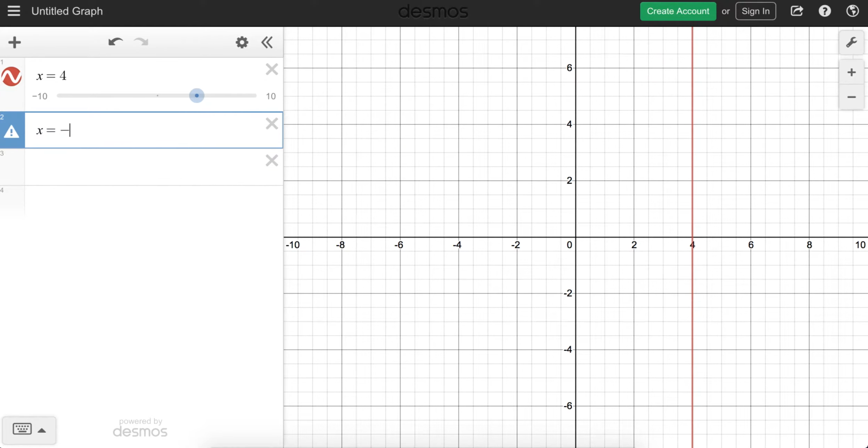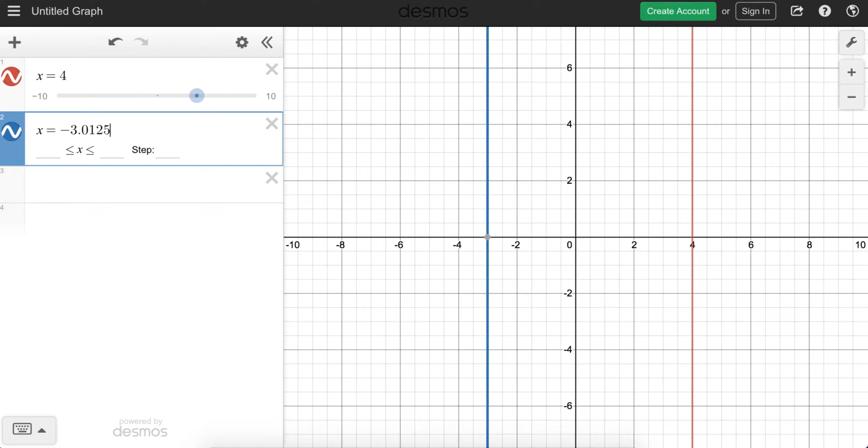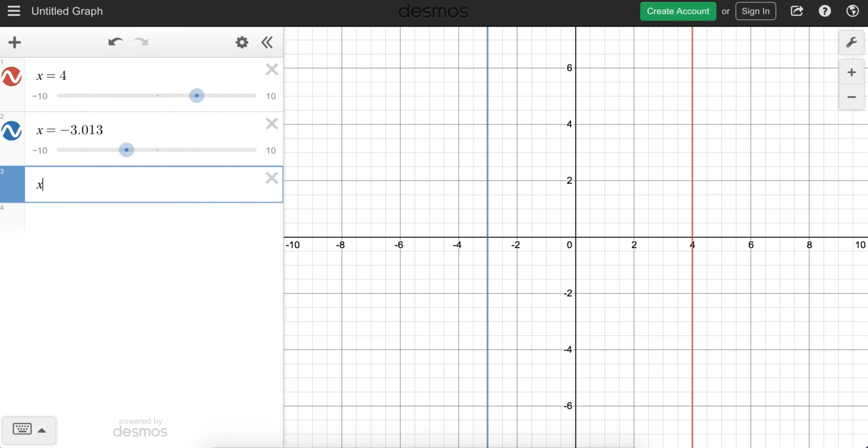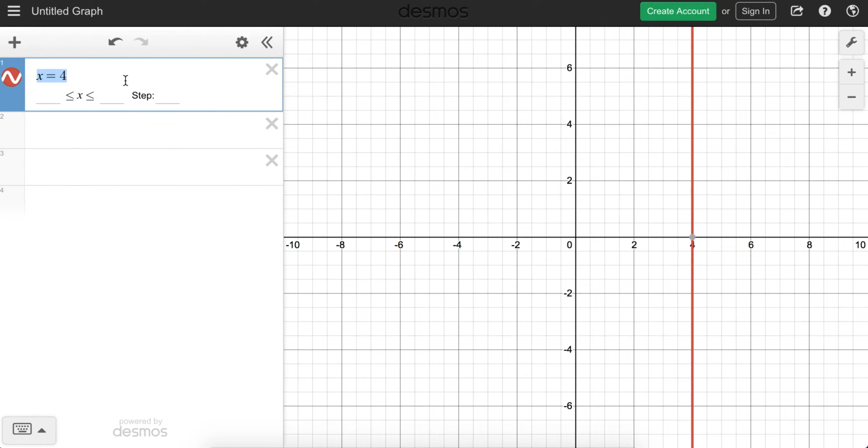Let's say x equals negative 3.0125, right? Here, I'll change that since it rounded. X equals negative 3.013. Every point on this vertical line is 3.013 to the left of the origin. And if we graph the line x equals 0, it's going to actually graph the y-axis, because when x is 0, we're not moving to the left or right at all, we're just going straight up and down, and that graphs the y-axis. So that's what happens if you have equations that are y equals or x equals.